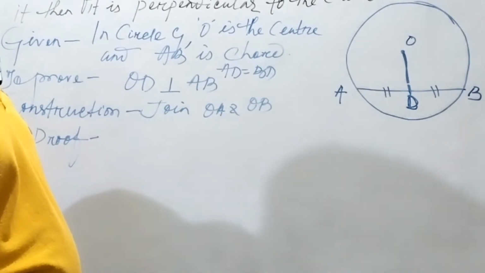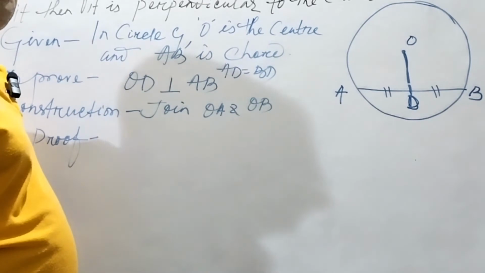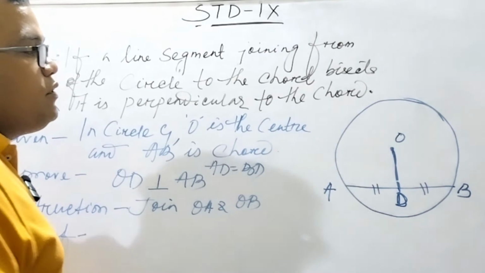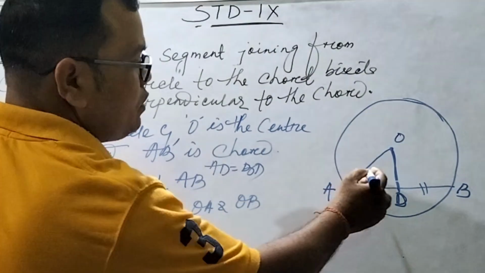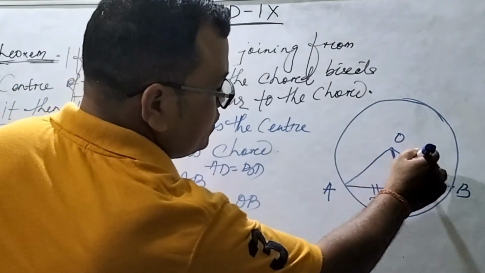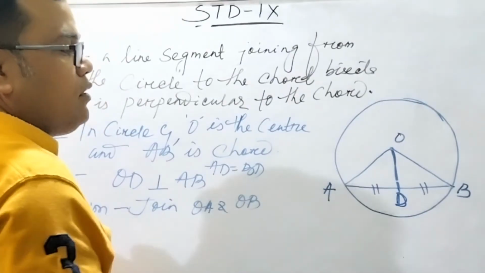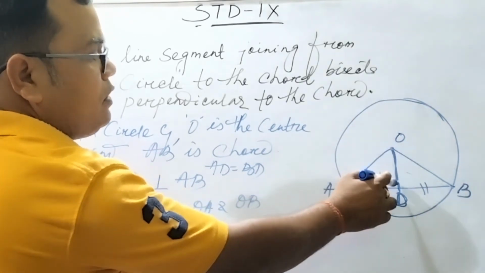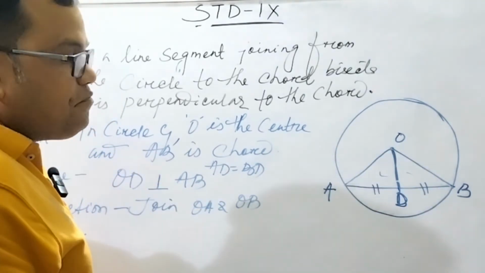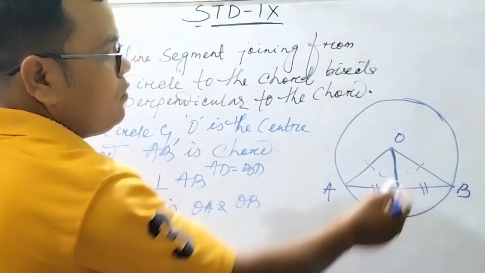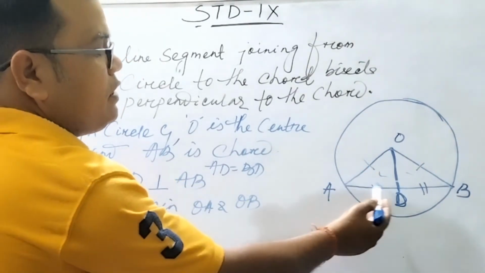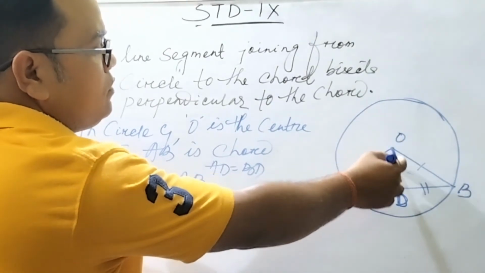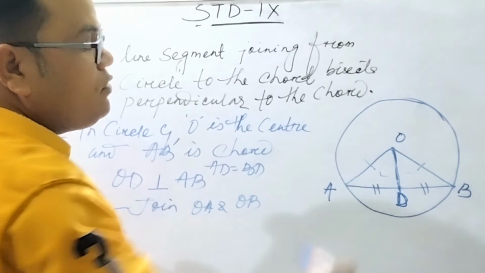Same thing. We'll have to make two triangles congruent in CBSE. We'll show that OD is perpendicular to AB. So come to this point. Now join OA and OB, like this. Now compare these two triangles. In triangle AOD and triangle BOD, AO equals BO, equal radii. AD equals BD, given. And OD is the common side. By SSS, these two triangles are congruent.